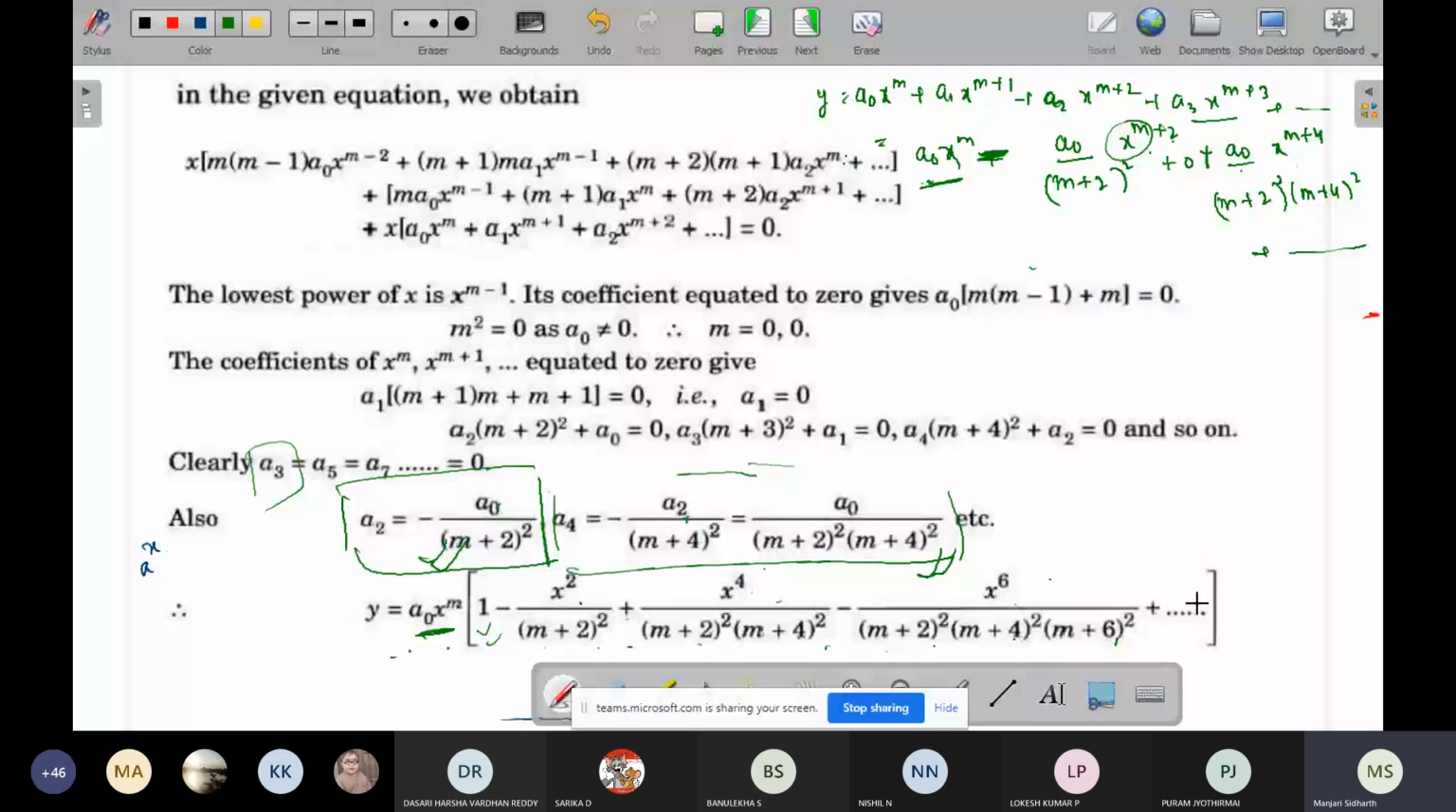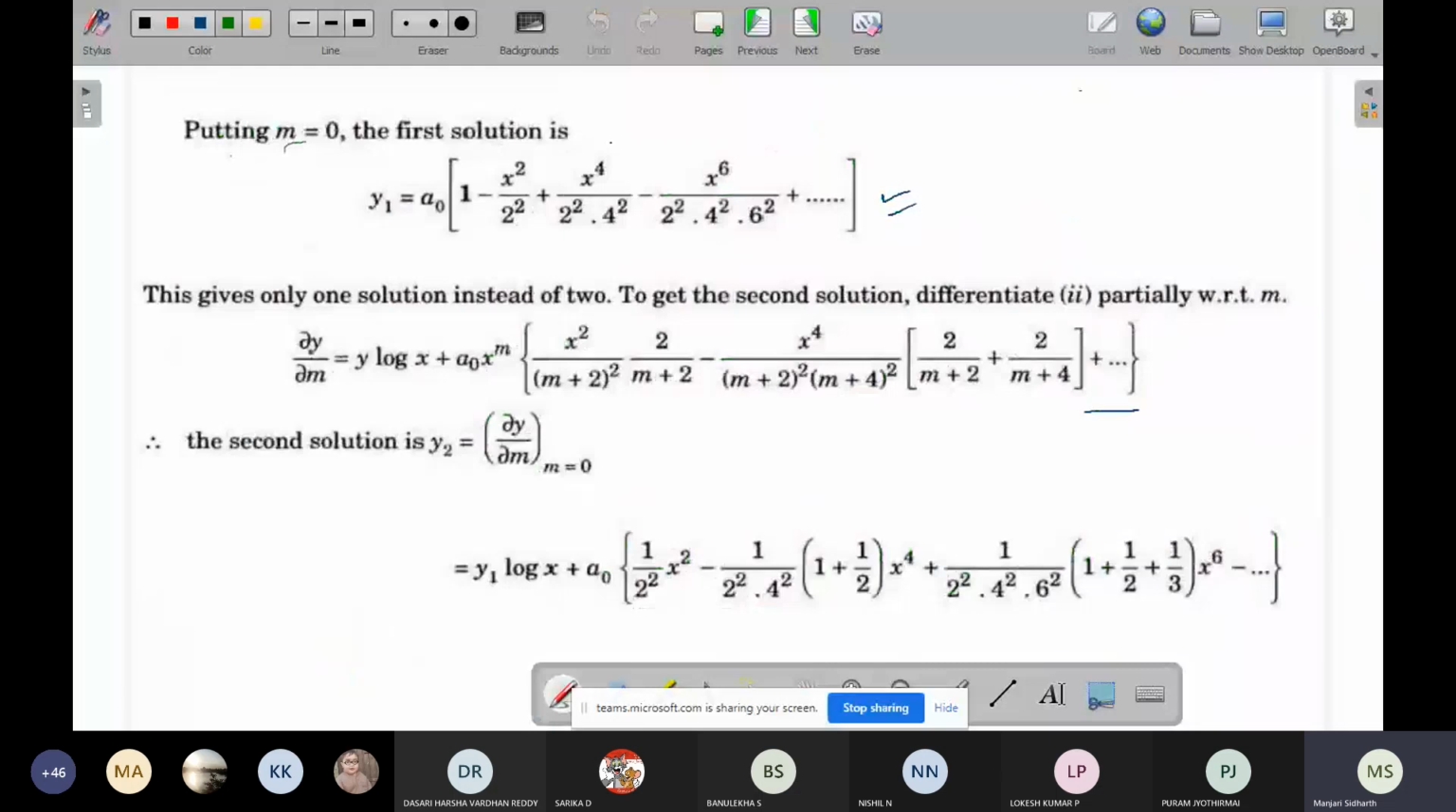Now here the solution is C1 y value at m equals m1 plus C2, I'll take derivative with respect to m, partial derivative, and then substitute m equals m1. That means to find the first solution, we have to put m equals 0 in this. So put m equals 0, you will get the first solution. Now to find the second solution, we have to take del y over del m, the partial derivative with respect to m. Then substitute m equals 0. That would be your second solution.